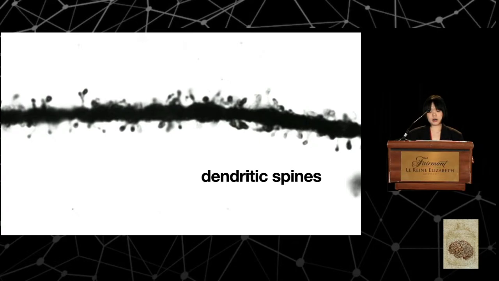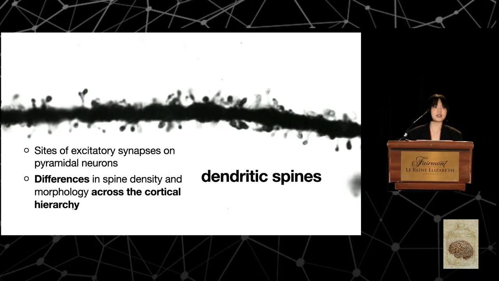These are micron-sized membranous protrusions that cover the dendritic tree of pyramidal neurons. These spines are the primary sites of excitatory glutamatergic synapses, and their spine density and morphology differs across the cortical hierarchy, suggesting that spines play important roles in circuit computations that are specialized across areas.